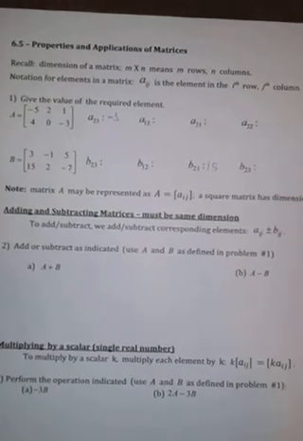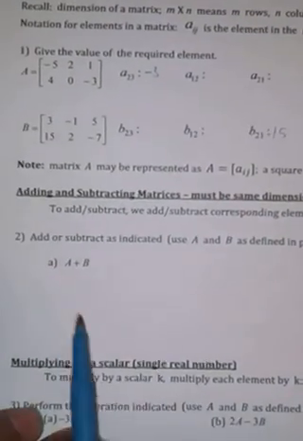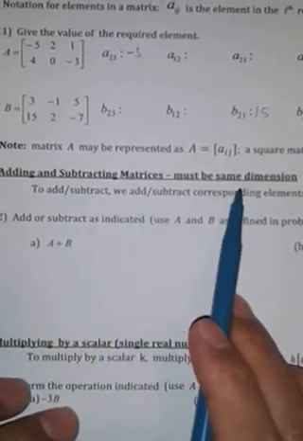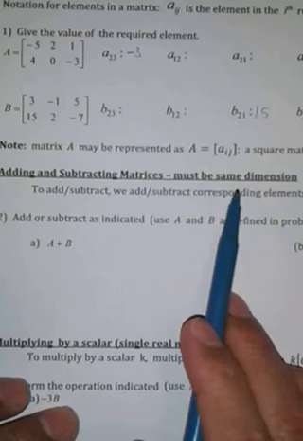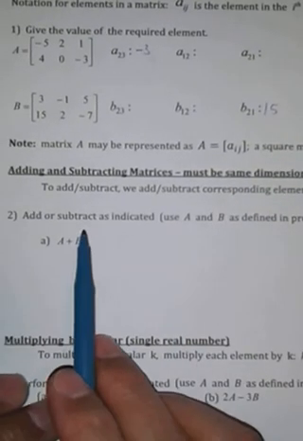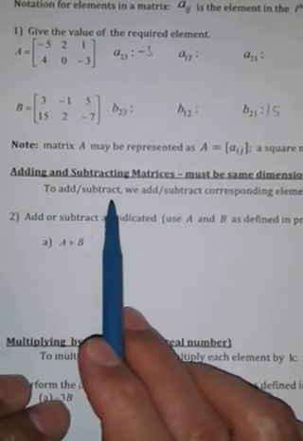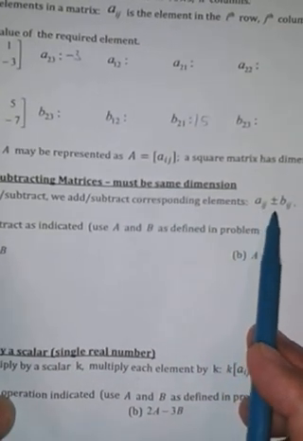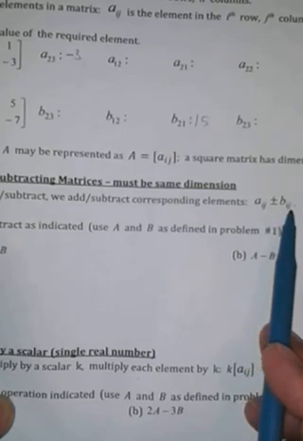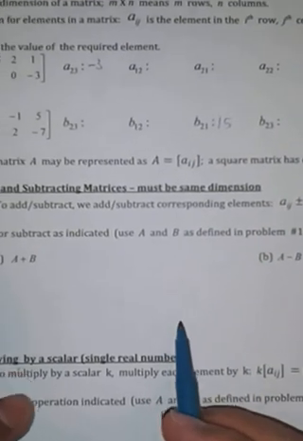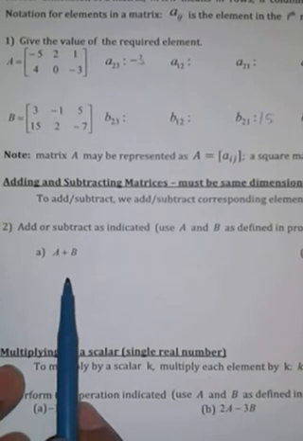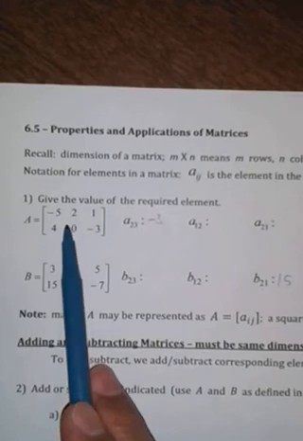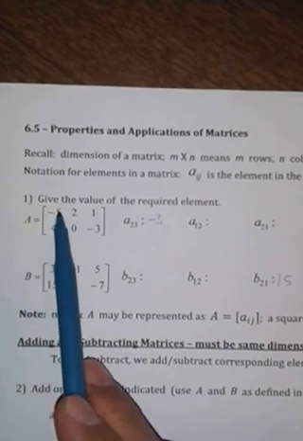All right, let's look at the next part, and that is adding and subtracting matrices. And so when you add or subtract, the matrices you're subtracting or adding must be the same dimension. Same number of rows, same number of columns. To add or subtract, we add or subtract corresponding elements. That is A sub ij plus or minus whatever we're doing B sub ij. That means in the same position. So let's do the first one, A plus B. So A plus B means we're adding these two from up here, okay? And we're going to add them in their position.